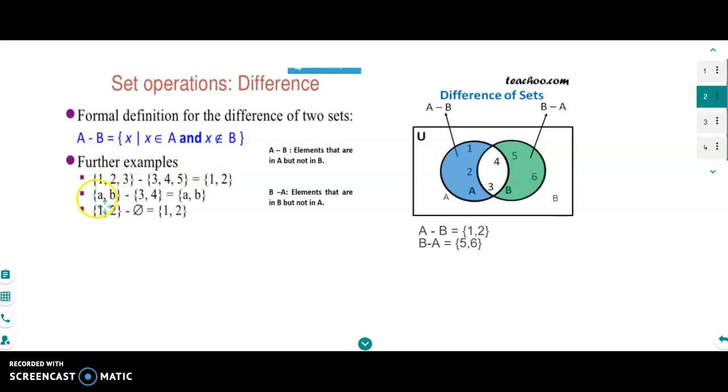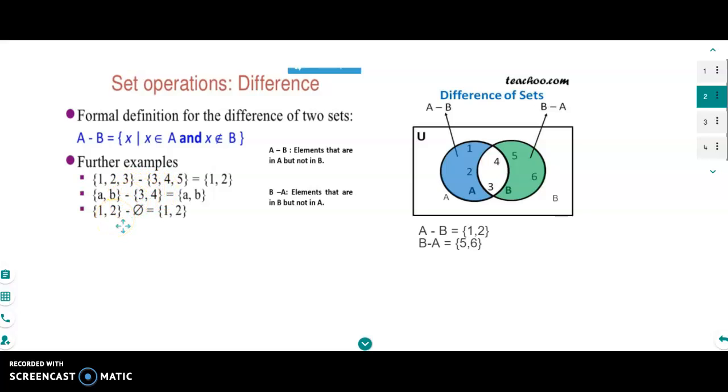All right, the second one, A comma B minus 3 comma 4. So A, we only have A here, not here, so we write A. B is not included in the second set, so we write B. 3 and 4 only belong to the second set, all right? So this minus will be only these elements that are not included in this set.